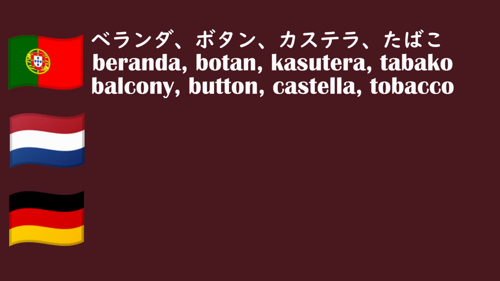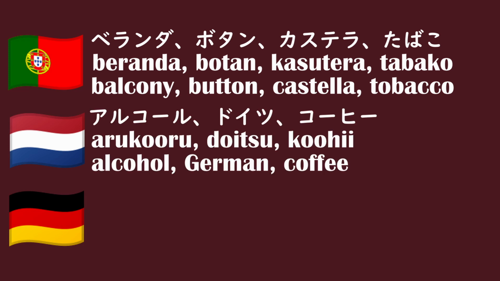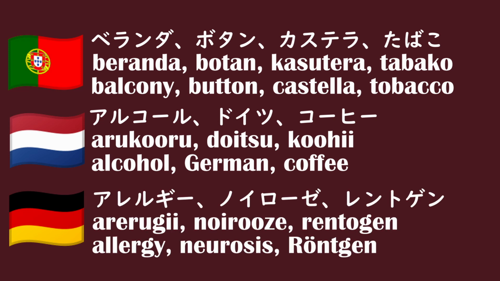In the case of Japanese, there used to be a lot of borrowing from Portuguese, Dutch, and German due to the close contact to those nations a few hundred years ago, resulting in words like beranda, botan, castera, tabaco for Portuguese loanwords, arukoru, Deutsche, Kohi for Dutch loanwords, and a bunch of medical terminology like Allergie, Neurose, Röntgen from German.